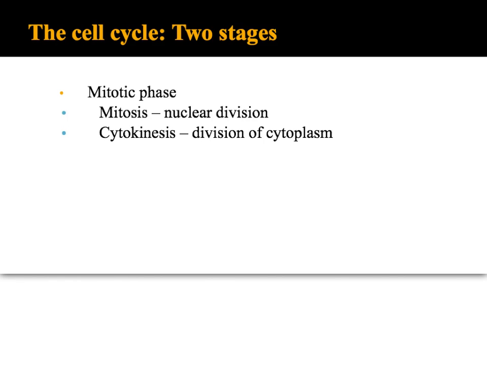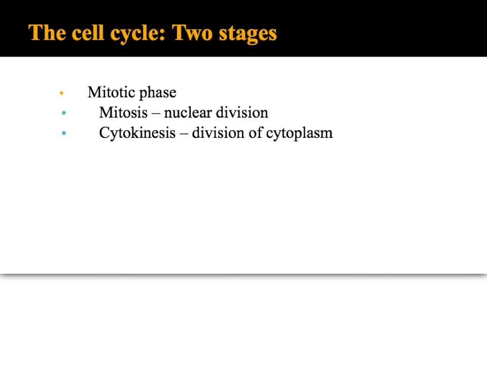The other 10% of the cell cycle is made up of the mitotic phase. And remember I said earlier, the mitotic phase is when the cell actually divides. This mitotic phase is split into two distinct sections. I have mitosis. This is when my nucleus is going to divide, and everything in the nucleus.